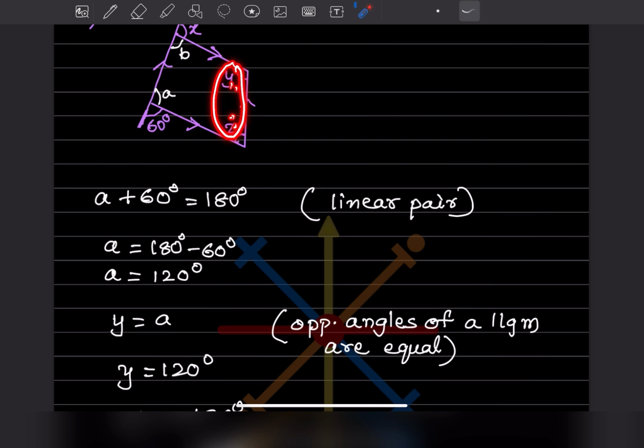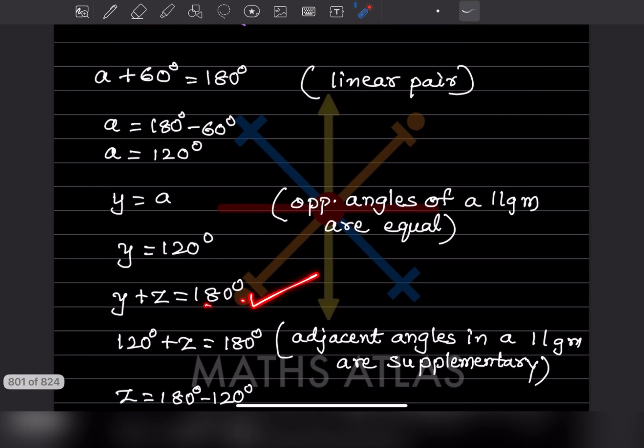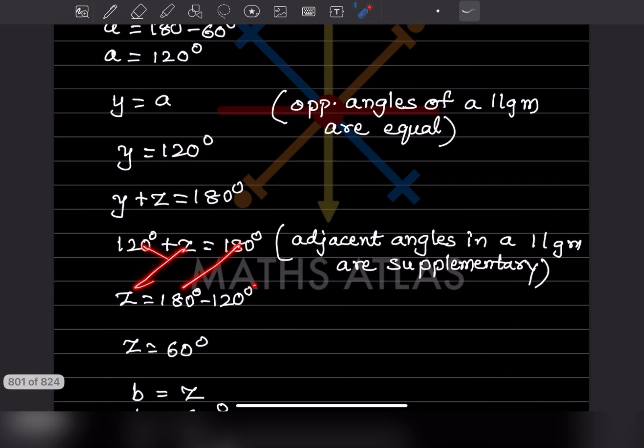So now what will you do? Y plus z is 180. So this is what I did here. Y plus z is 180. You got the value of y as 120. 120 plus z is 180, because adjacent angles in the parallelogram are supplementary. So now z will be 180 minus 120. So z will be 60.